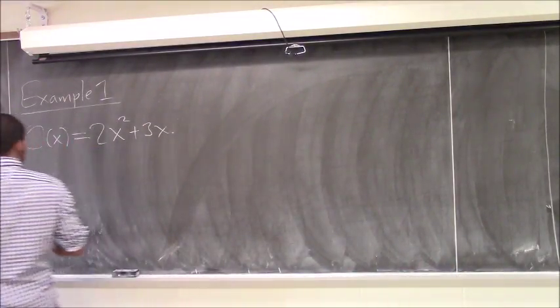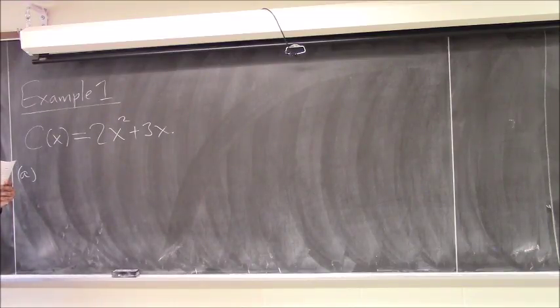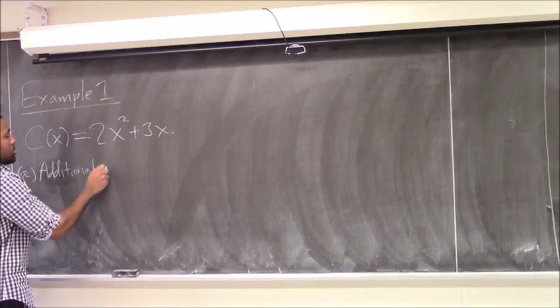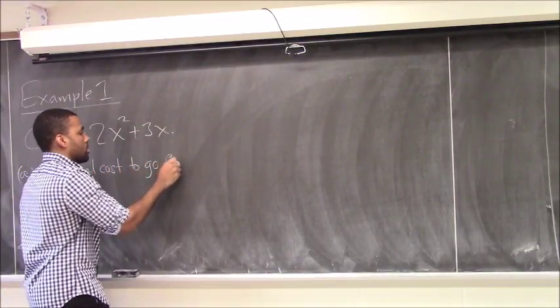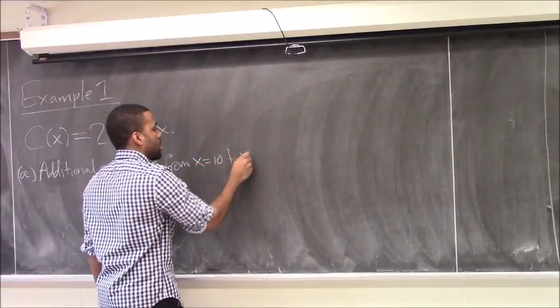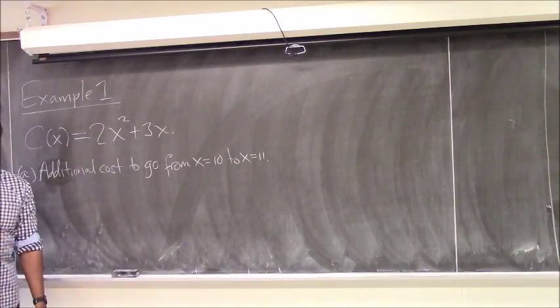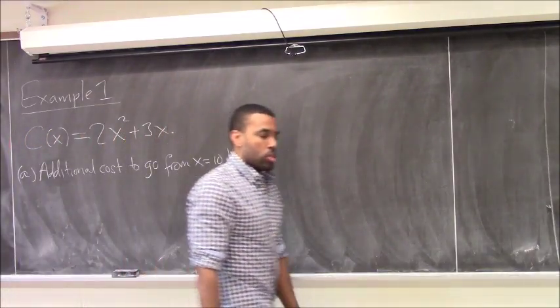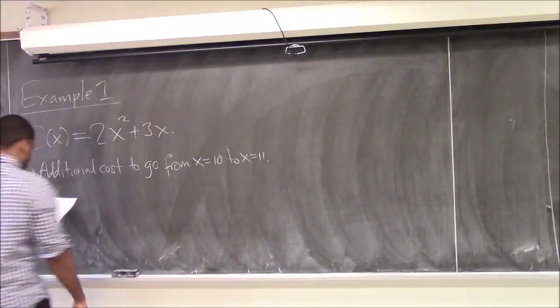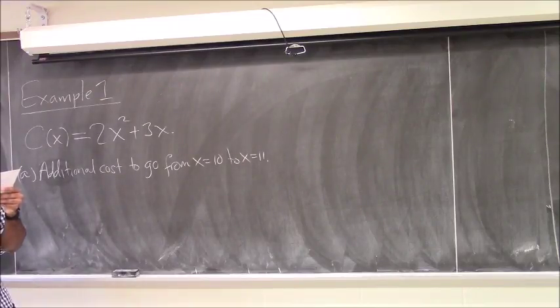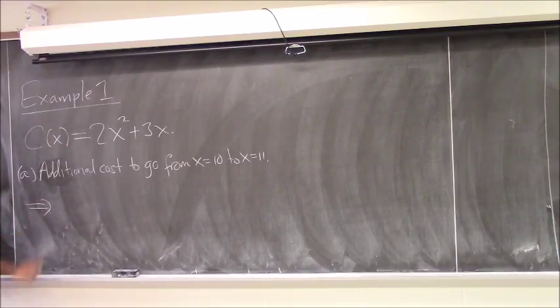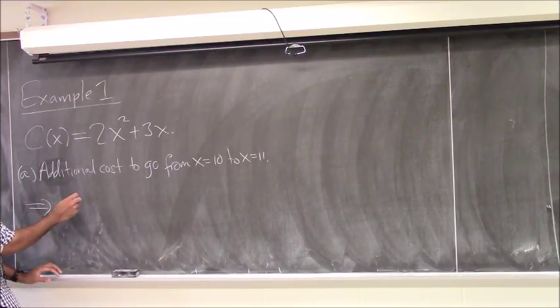So A is actually an additional cost. Go from x equals 10 to x equals 11. So let's say at the moment we've already produced 10 of these boxer shorts. How much would it cost us to produce one more boxer shorts? So what is that going to be? 2x plus 2.